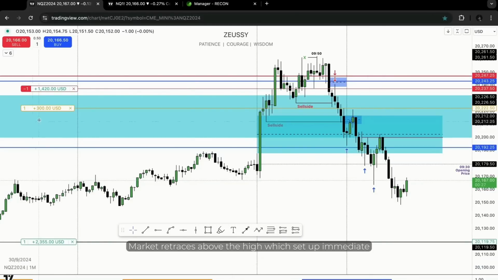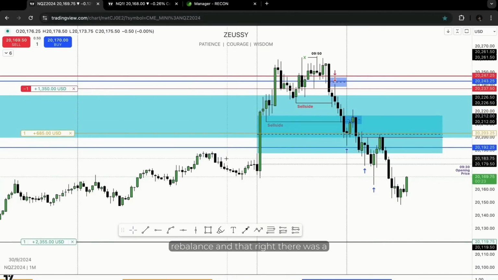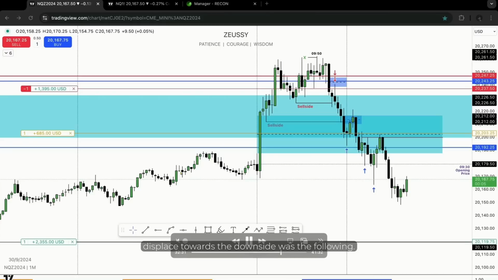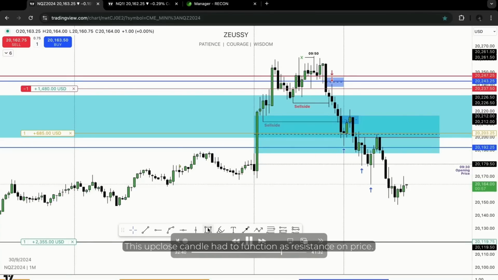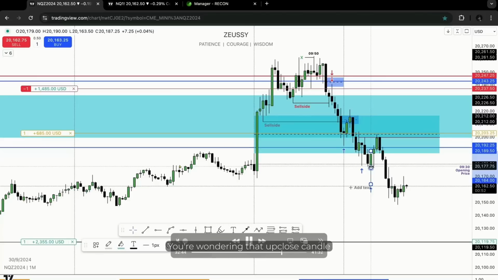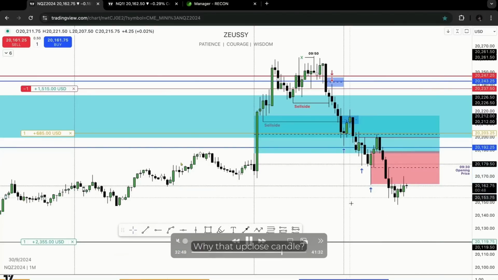Market retraces above the high which set up an immediate rebalance, and that right there was a signature I was not a fan of seeing. So the final line of defense for me, for the market to begin to displace towards the downside, was the following. This up-close candle had to function as resistance on price. You might be wondering, why that up-close candle?